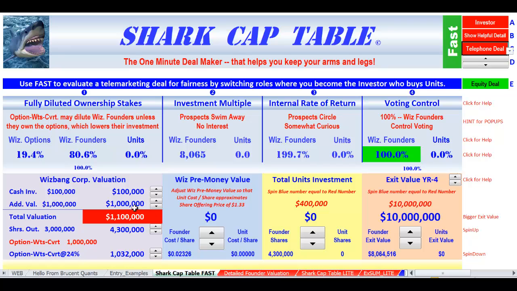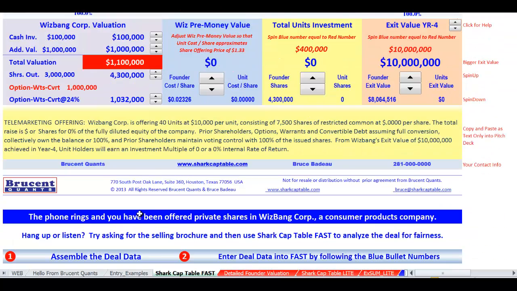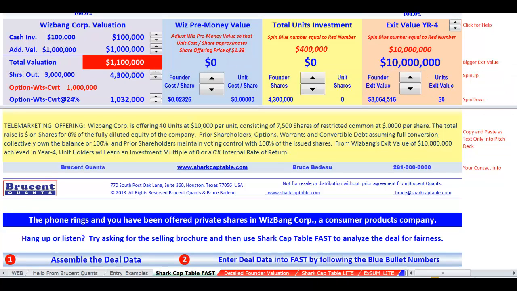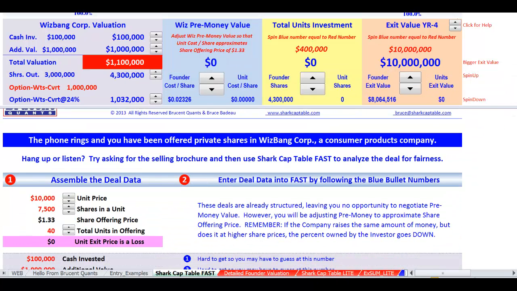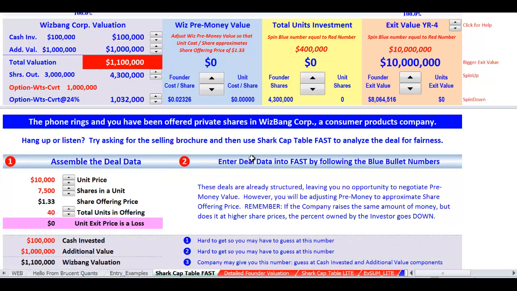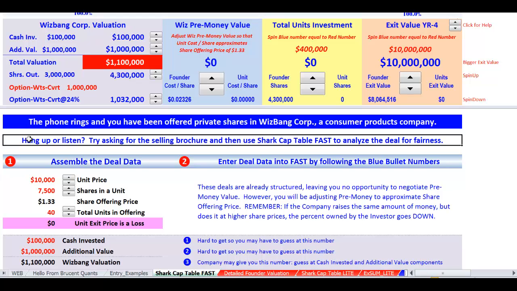Now, you're going to see a lot of stuff in here right now because it's coming from the data acquisition area. So we're going to scroll down. We are going to split the screen, scroll up a little farther so we can actually see what's going on with a telemarketing deal. Okay, ringy dingy dingy, the phone rings and you've been offered private placement shares in Whizbang Corporation, a consumer products company. Do you hang up or listen? Well, try asking for the selling brochure and then use Shark Cap Table Fast to analyze the deal for fairness.